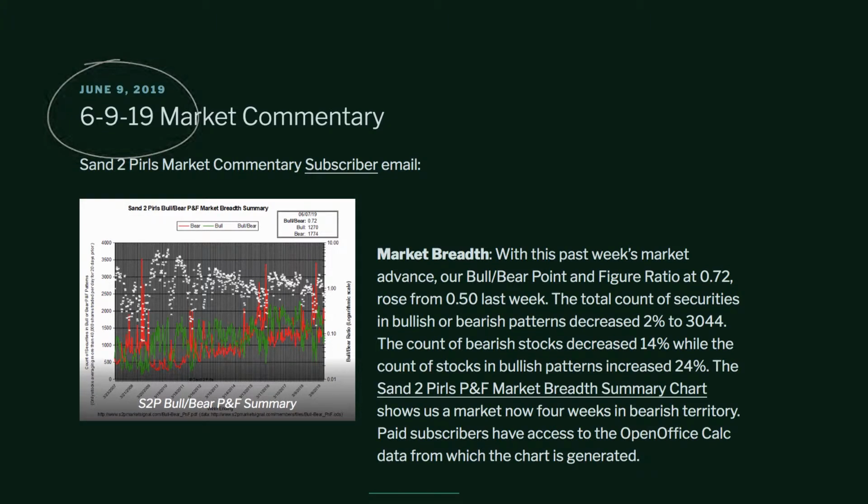2019. Market breadth. With this past week's market advance, our bull-bear point and figure ratio at 0.72 rose from 0.50 last week. The total count of securities in bullish or bearish patterns decreased 2% to 3,044. The count of bearish stocks decreased 14%, while the count of stocks in bullish patterns increased 24%. The Pirls P&F Market Breadth Summary Chart shows us a market now 4 weeks in bearish territory.